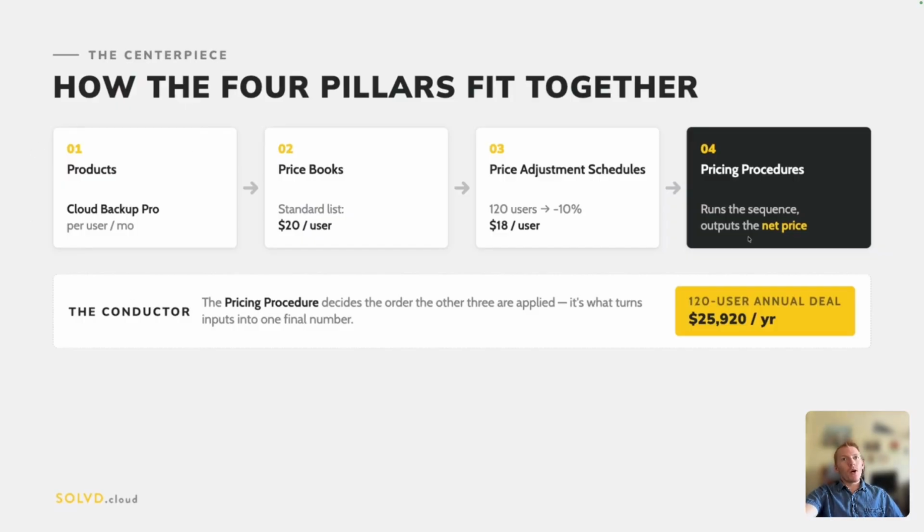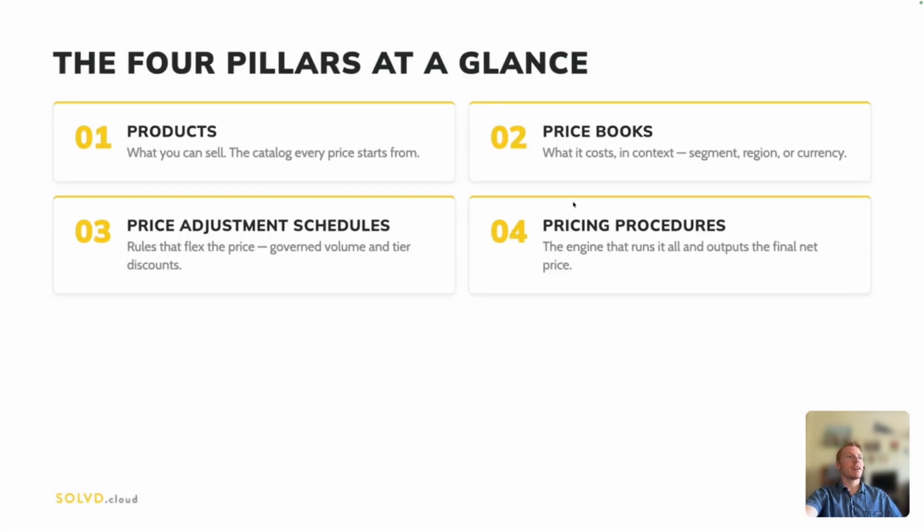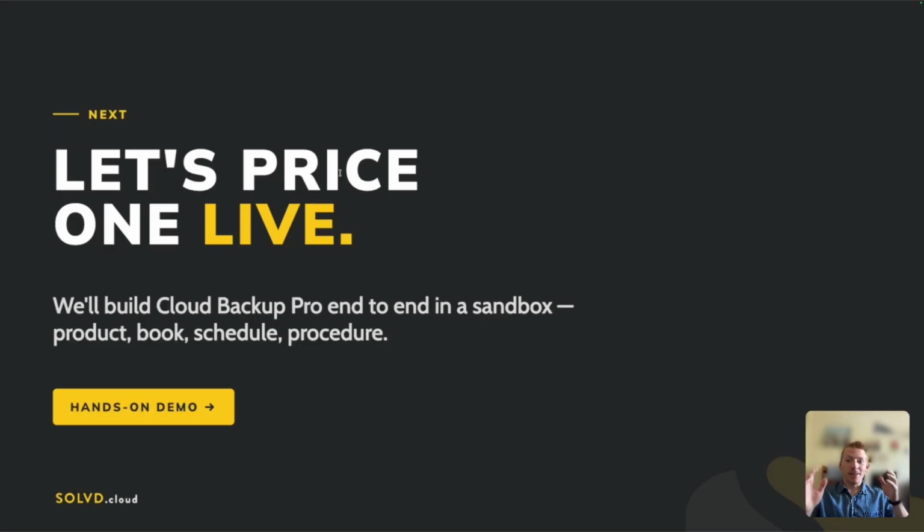This is just a quick overview of how those pieces fit together. Like we've been discussing, products have price books, and then we have price adjustment schedules, and then finally we add that all into our procedure. Now that we cover the high level overview, we're going to hop into a demo.